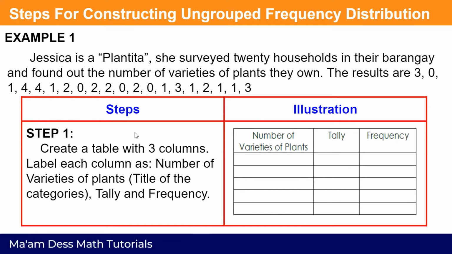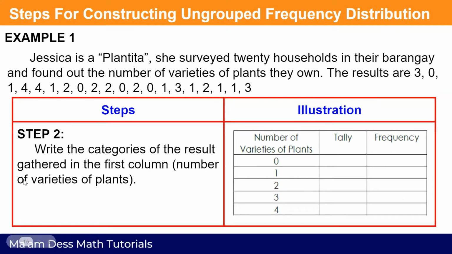Okay, so for step 1, create a table with 3 columns. Label each column as number of varieties of plants, tally, and frequency. So, ito po yun at the right. So, kita natin from the illustration, we have number of varieties of plants, tally, frequency.